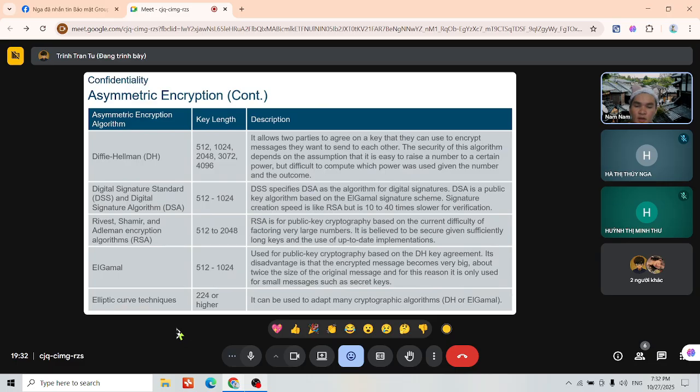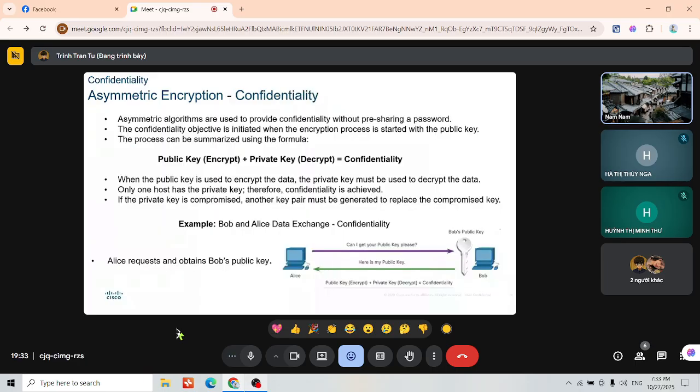ElGamal uses 512 to 1024 bits and is public key cryptography based on the Diffie-Hellman agreement. Its disadvantage is that the encrypted message becomes very big, about twice the size of the original message, and for this reason it is only used for small messages such as secret keys. Elliptic curve techniques use 224 bits or higher. They can be used to adapt many cryptographic algorithms, such as Diffie-Hellman or ElGamal.